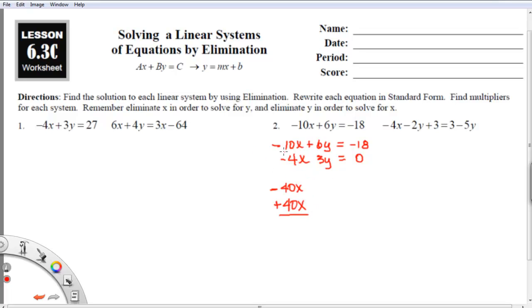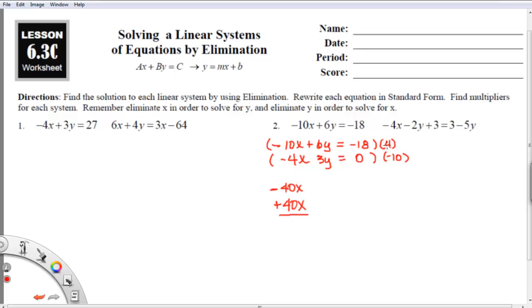So now we ask ourselves, what do I multiply a negative 10 by to get 40? I multiply a negative 10 by 4. So there's the multiplier I'm going to use there. Now I ask myself, what do I multiply a negative 4 by to get a positive 40? That would be a negative 10. Those are the two factors I'm going to use to rewrite these equations.